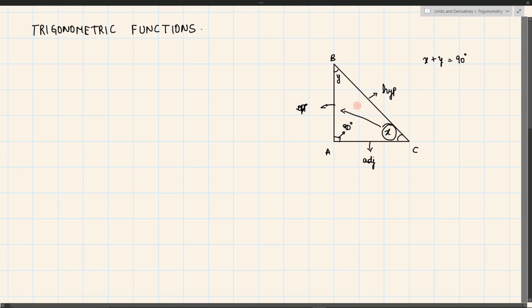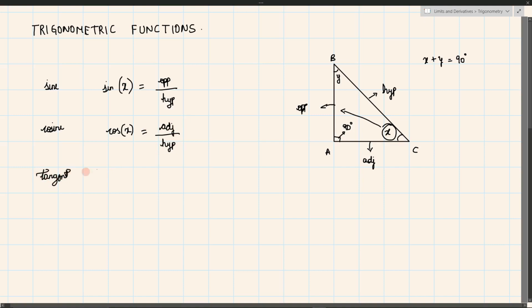So depending upon the ratios of these three sides, we define the trigonometric functions. The first function is sine, usually written with the first three letters, sin of x. Sine of angle x is equal to the ratio of the opposite side to the hypotenuse, right? The next function is the cosine function, usually written cos, pronounced cos of x, and it is equal to the ratio of the adjacent side by the hypotenuse.